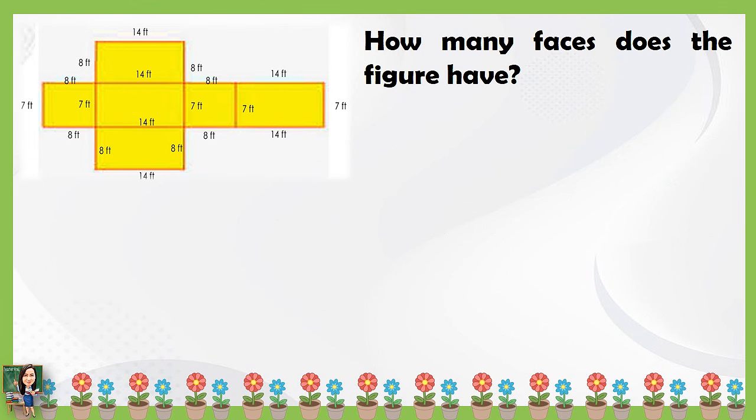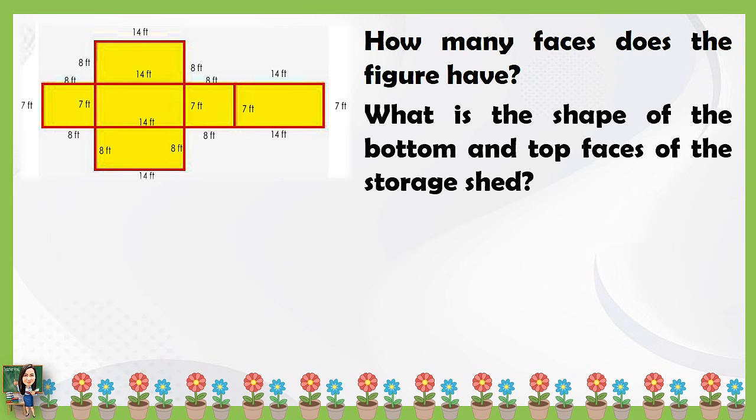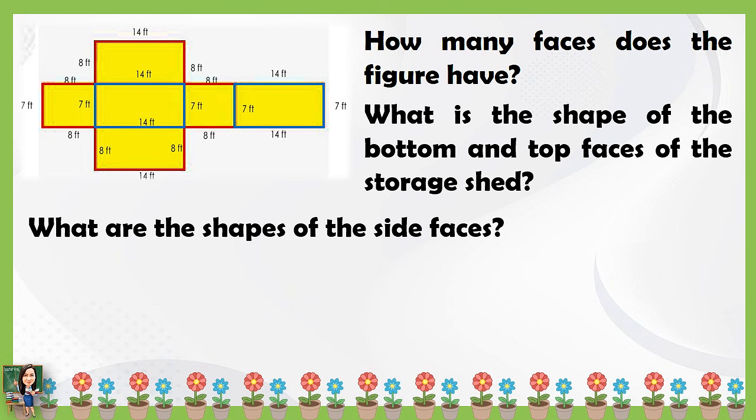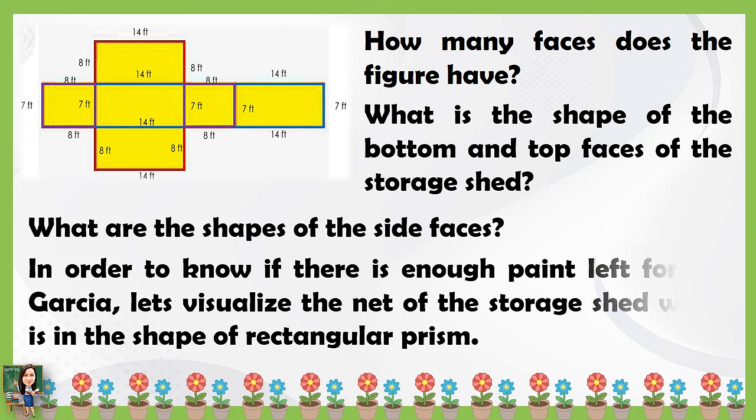Analyze the net of the rectangular prism. How many faces does the figure have? The figure has 1, 2, 3, 4, 5, 6. There are 6 faces. What is the shape of the bottom and top faces of the storage shed? This is the bottom and this is the top. So the shape is rectangular. What are the shapes of the side faces? This is the left side and this is the right side. The shape is square.